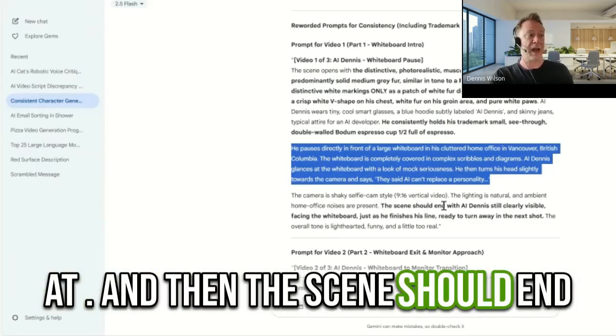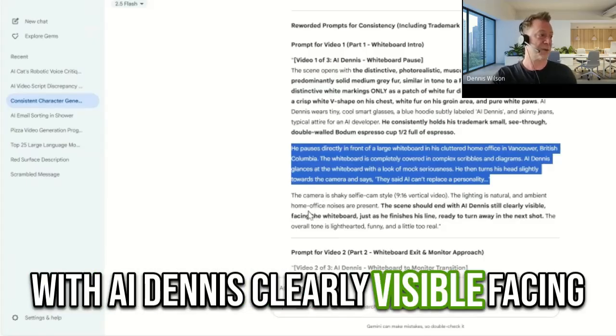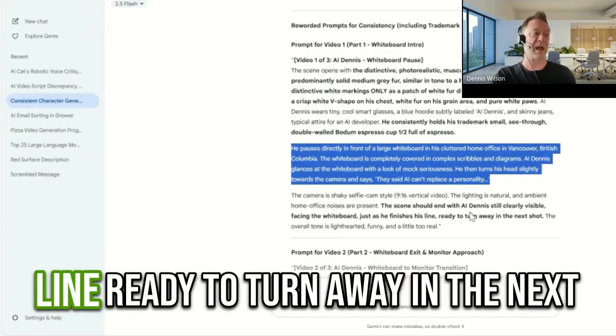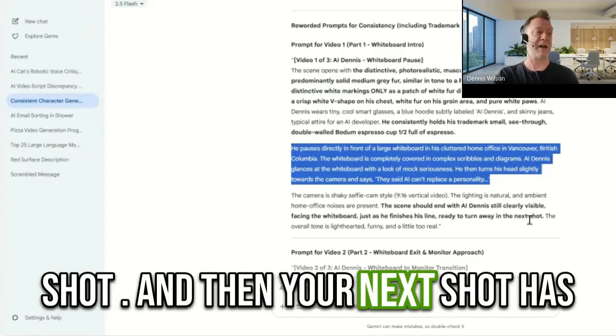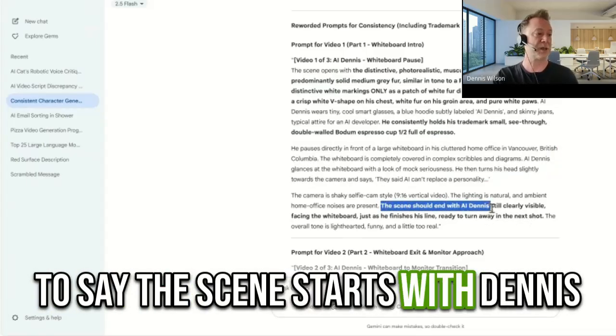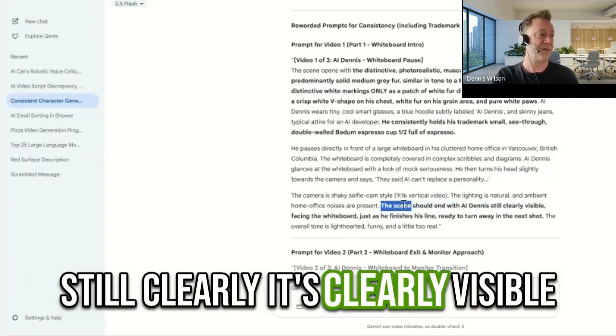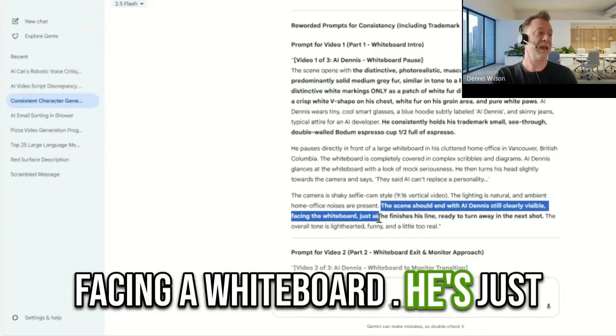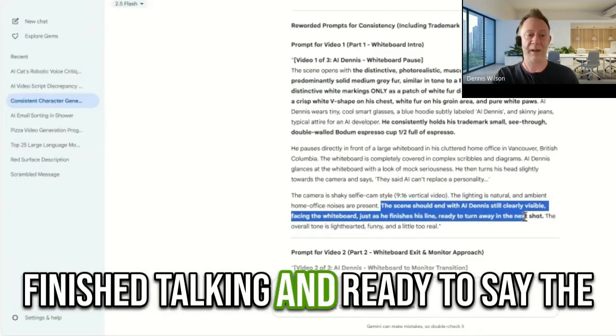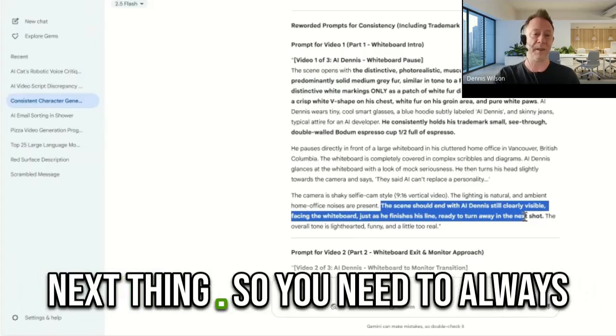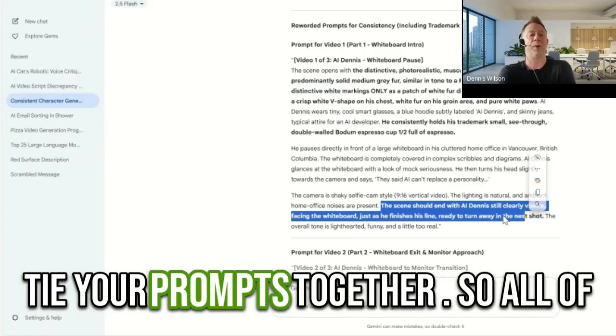And then the scene should end with AI dentist clearly visible facing a whiteboard just as he finishes his line, ready to turn away in the next shot. And then your next shot has to say the scene starts with dentist still clearly visible facing a whiteboard. He's just finished talking and ready to say the next thing. So you need to always tie your prompts together.